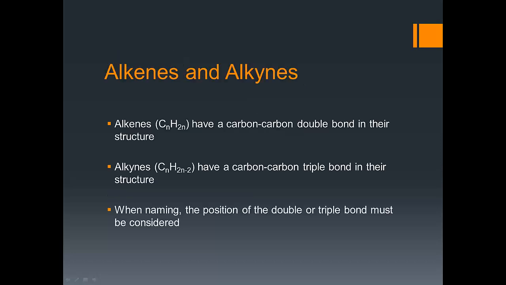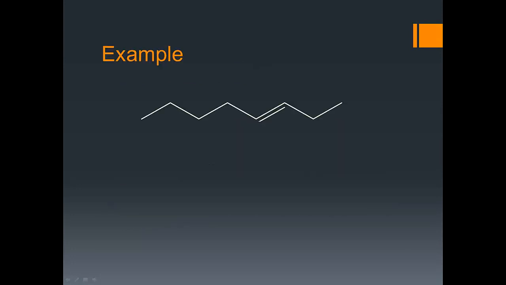We've covered alkanes. Let's have a quick look at alkenes and alkynes. So alkenes have the formula CnH2n, and they have a carbon-carbon double bond in their structure. Alkynes have a carbon-carbon triple bond in their structure. They're CnH2n minus 2. And when naming, the position of this double or triple bond must be considered. So here's an example. How many carbons in the longest carbon chain? 1, 2, 3, 4, 5, 6, 7, 8. 8 carbons in the longest chain.